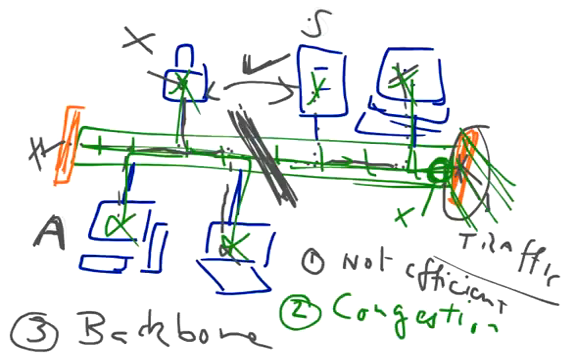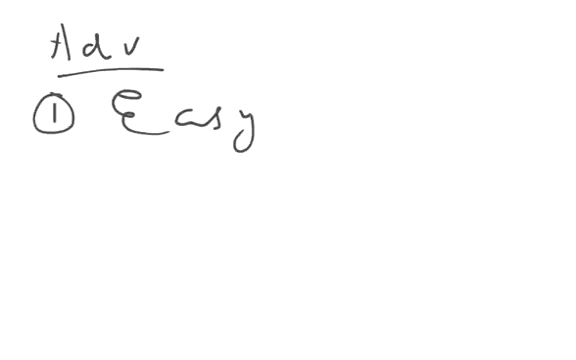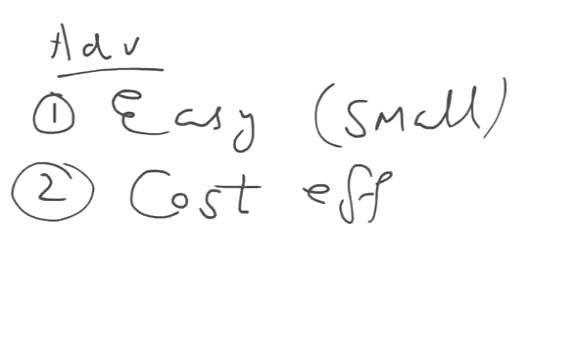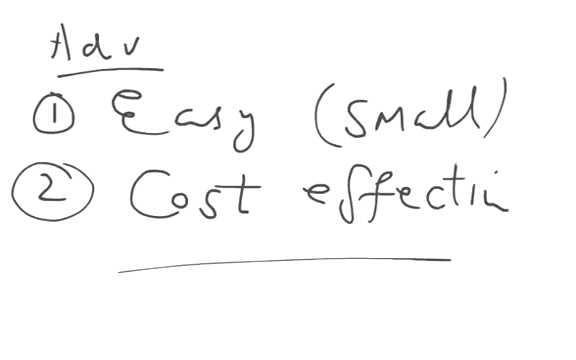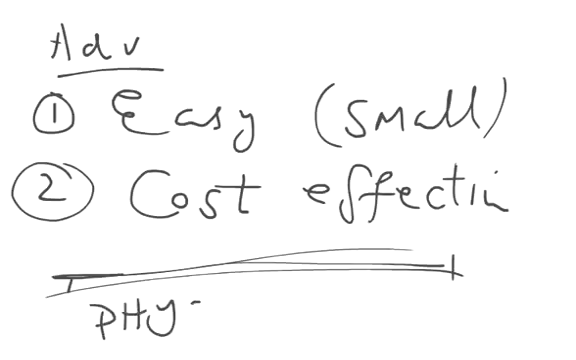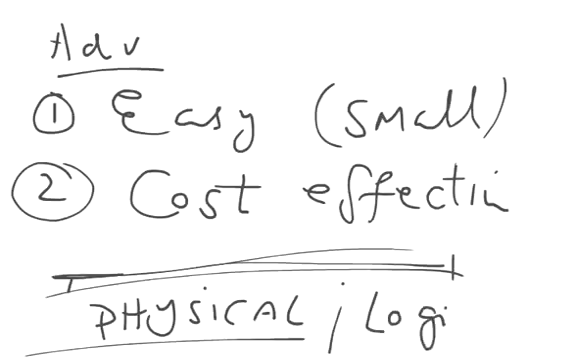So these are the disadvantages of bus topology, but there are advantages of bus topology as well. The most important one is that it is easy to set up for small networks. And number two, it is cost effective, as we would need just some wires to make a bus topology. But nowadays the physical bus topology is not being used, but still logical bus topology is being used in many scenarios.